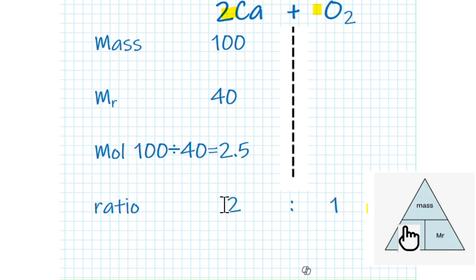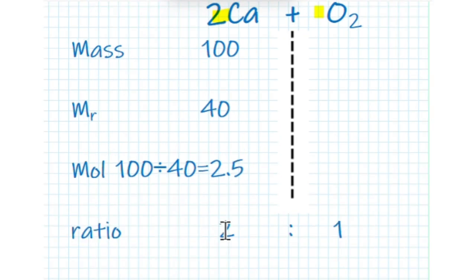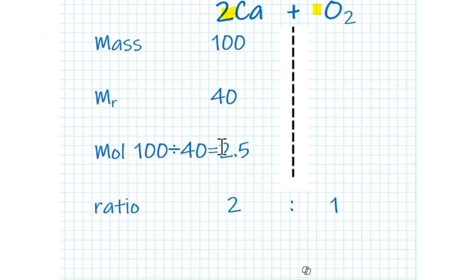Then let's look at the ratios. The ratios, remember, are the numbers of moles, the numbers in front. 2 in front of calcium, 1 in front of oxygen, 2 to 1. So for every 2 moles of calcium, there is 1 mole of oxygen needed. In the question, we've just worked out that there are 2.5 moles of calcium, so there must be half that number, 2 to 1, of moles of oxygen, which is 2.5 divided by 2, which equals 1.25.